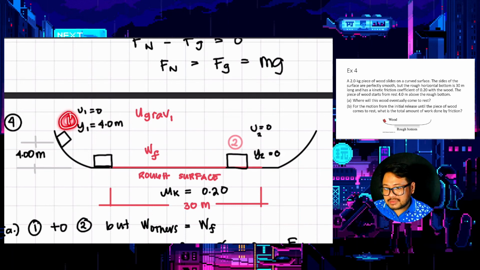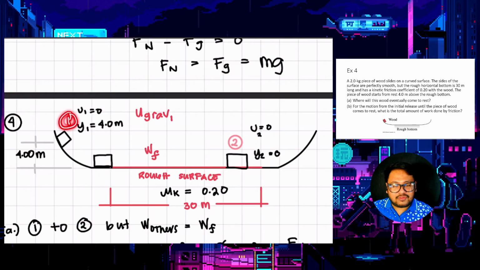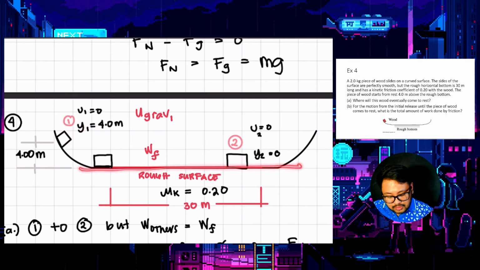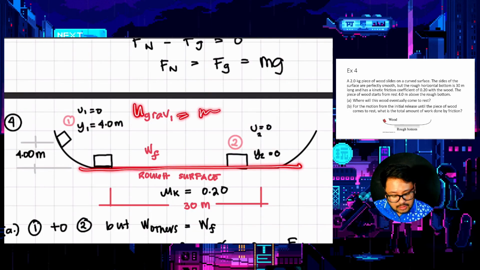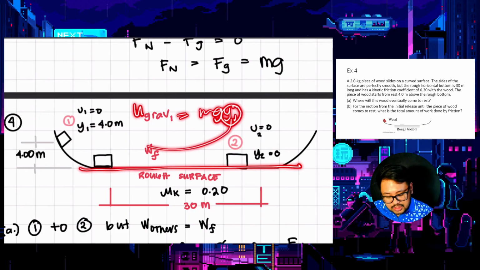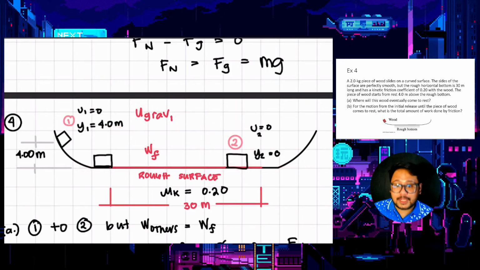It has started from rest, so V1 is just equal to 0, so no kinetic energy here. And then it only has gravitational potential energy, wherein if this is our reference point, U grav is just equal to mg y1, wherein y1 is just equal to 4 meters.